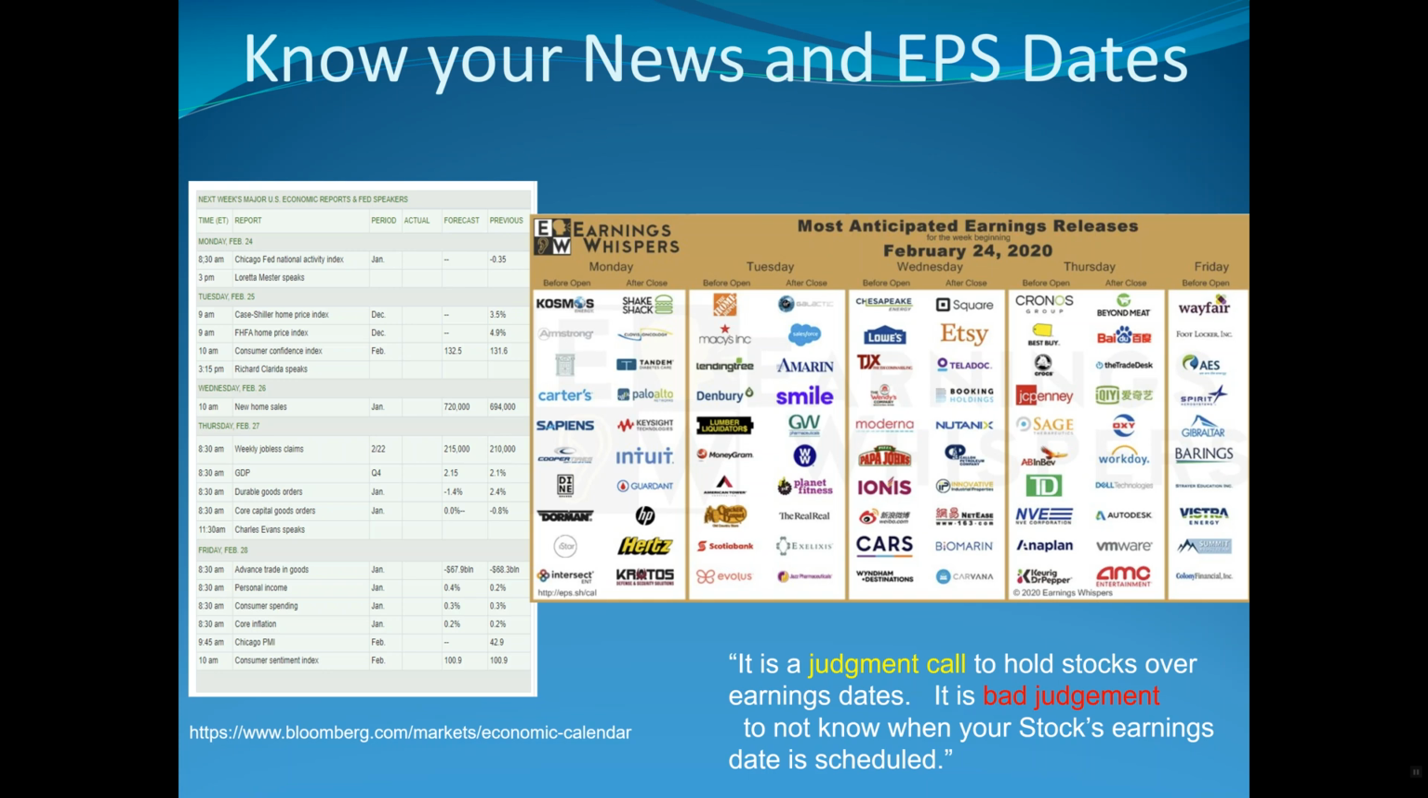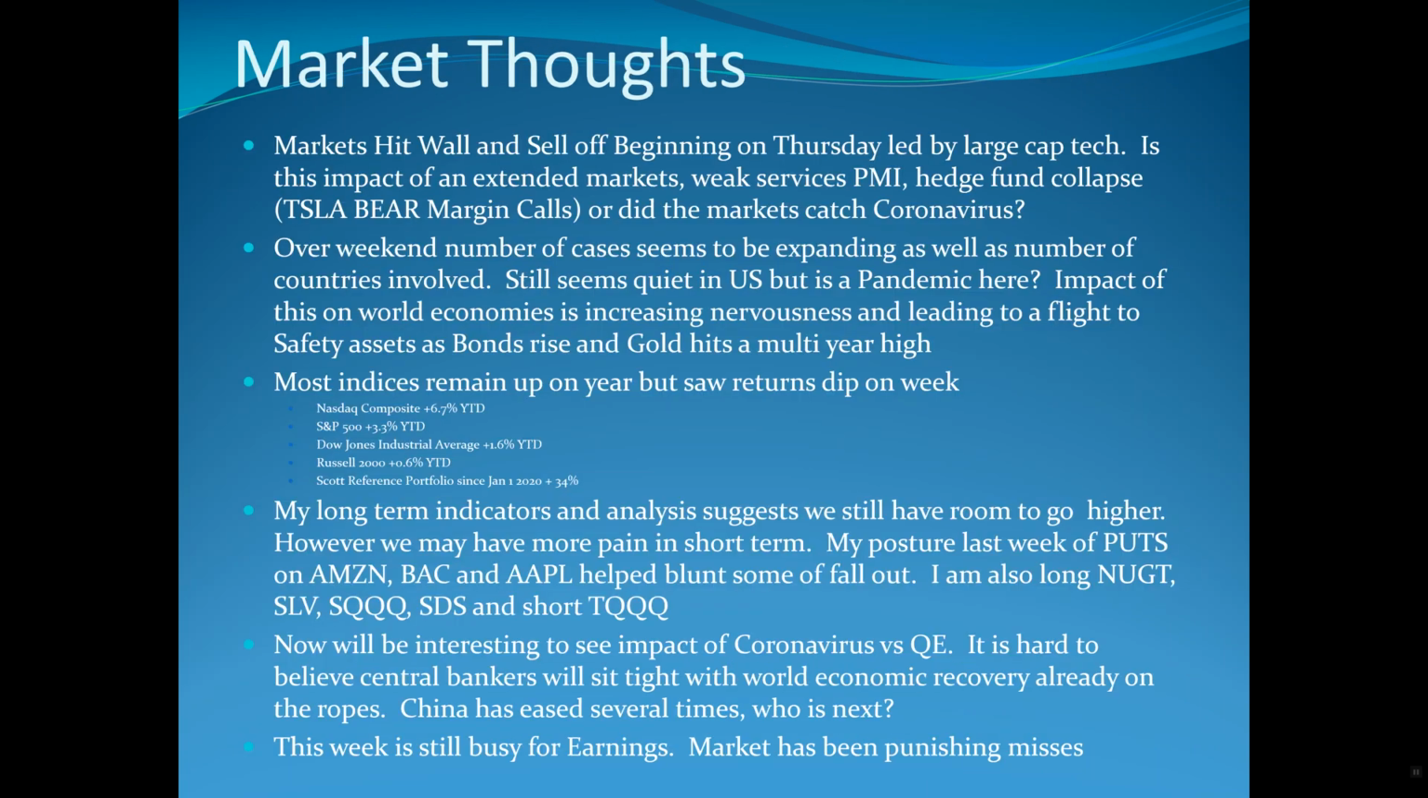What you do have on the right is still another week with lots and lots of earnings. This looks like some retail, some drug stocks, some of the big, you got JCPenney's, which used to be a big company. Some of the big techs are already done, but you still have a lot of things. As it says in the lower right-hand corner, judgment call to hold stocks over earnings dates. It's bad judgment to not know when your stock's earnings date is scheduled.